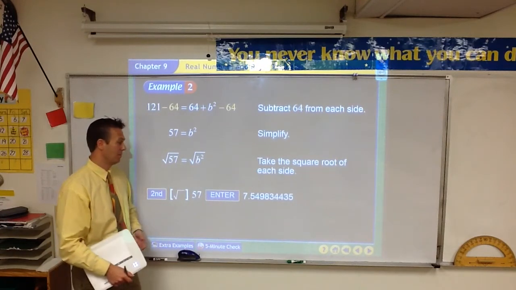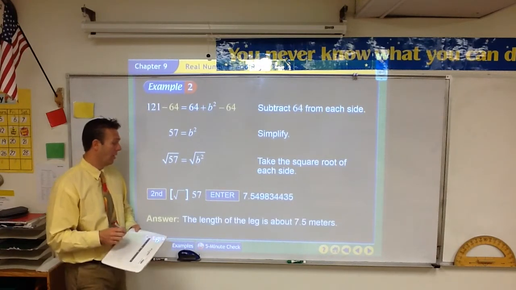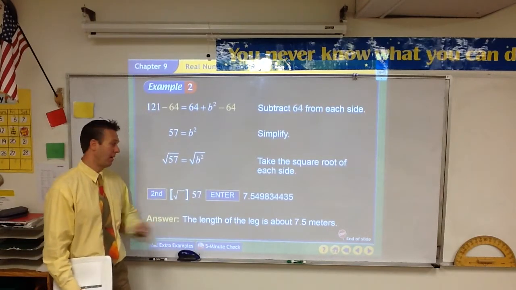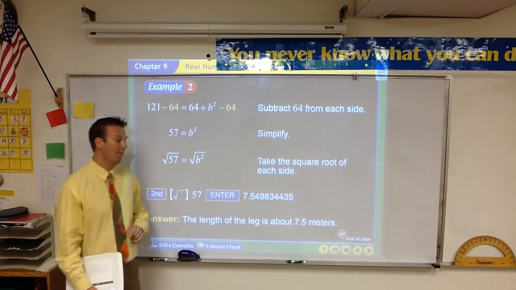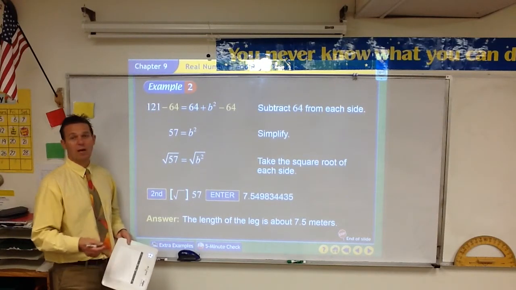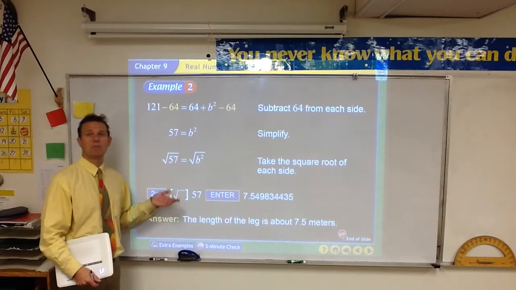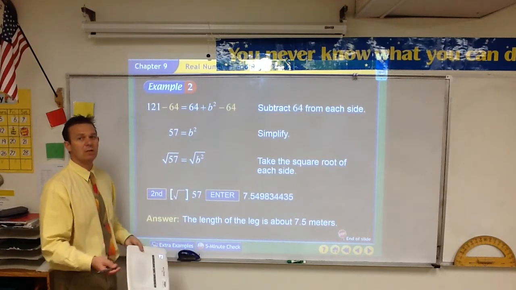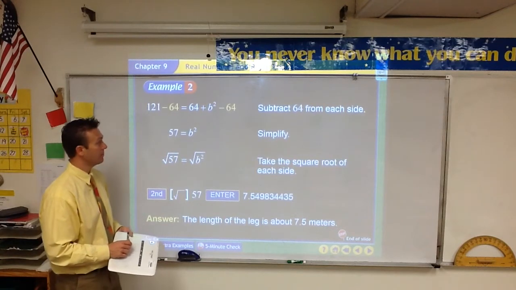Taking the square root of each side, we get 7.549834435 in our calculator. What we want to do is go to the nearest tenth, and that would be 7.5. That 4 keeps the 5 as a 5. On your calculators, it might be a little different. You might just have to type in 57 and hit the square root button. Different calculators work different ways, so you just have to get to know your calculator.